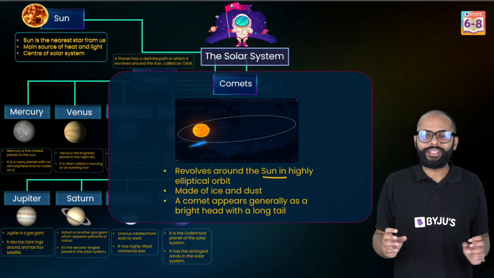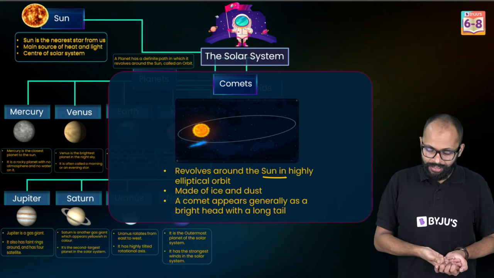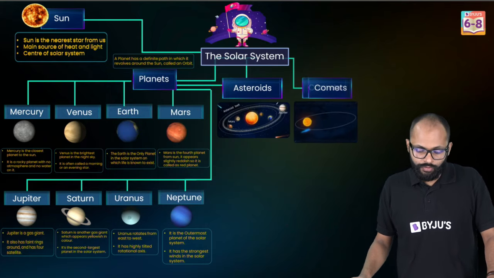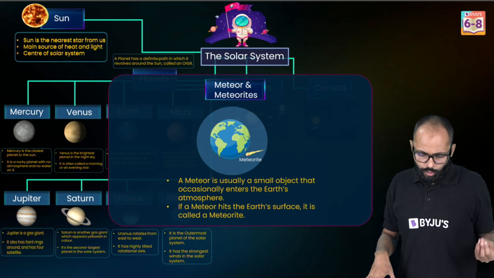So comets ko hum bolte hain dhoomketu, right? They are made up of ice and dust and they appear as a bright head with a long tail. So these are what we call comets. Theek hai? So comets is fine. In Hindi we call it dhoomketu.